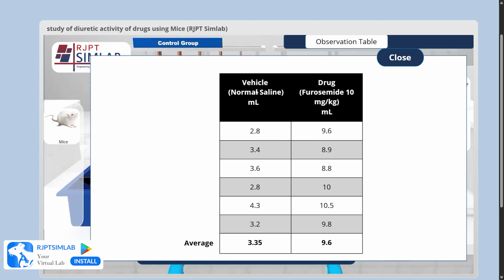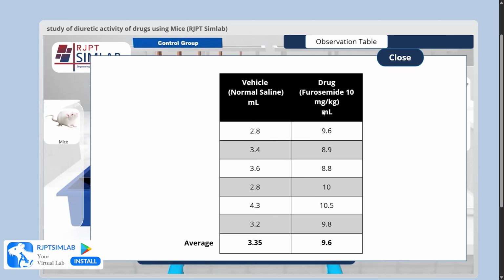The vehicle group of mice, in which we have inserted normal saline solution, has shown the output that the first mouse has shown 2.8 ml of urine, the second has shown 3.4 ml, and just like that 3.6, 2.8, 4.3, and 3.2. And the average of all the 6 mice is 3.35.